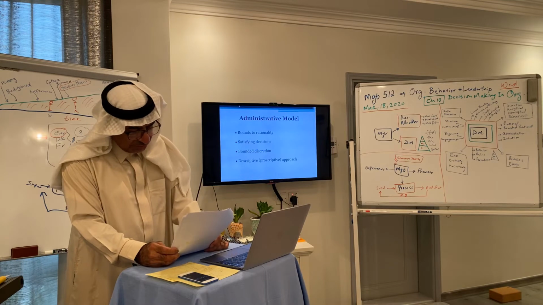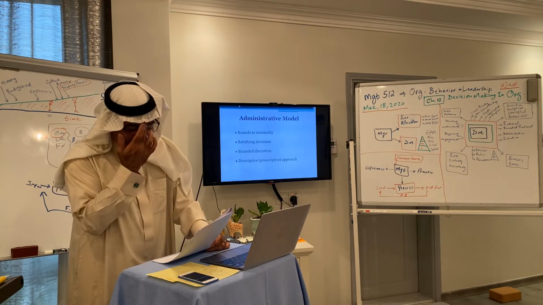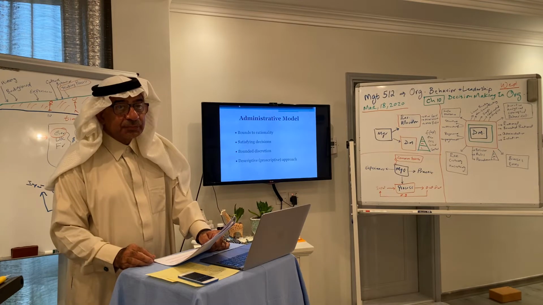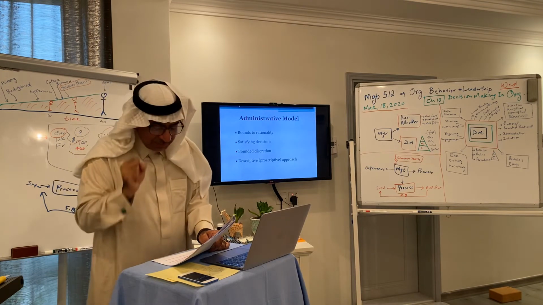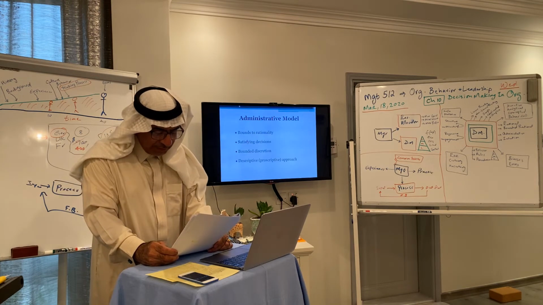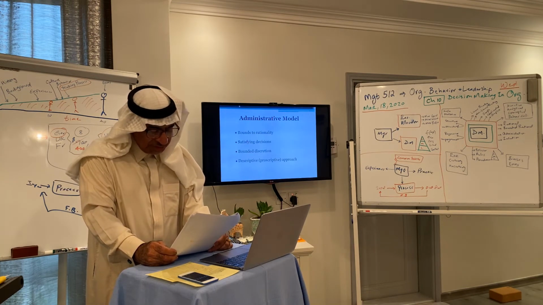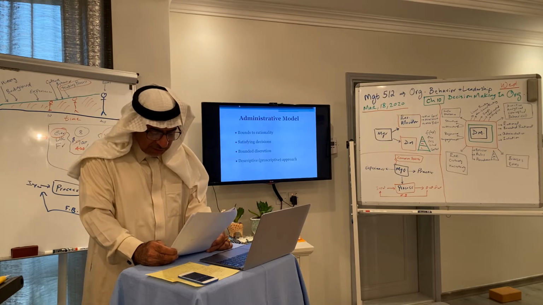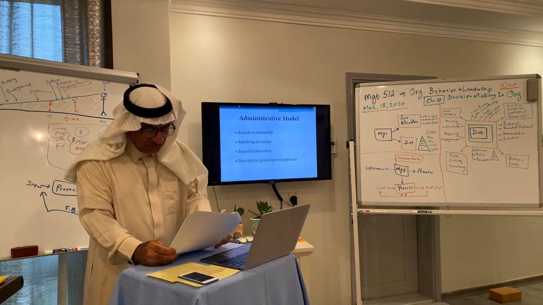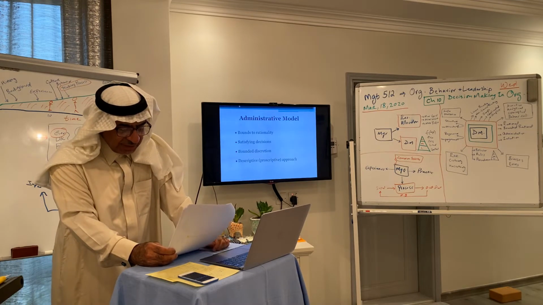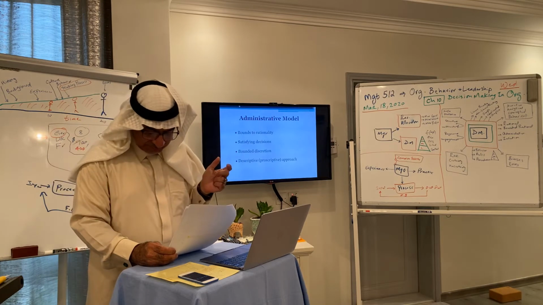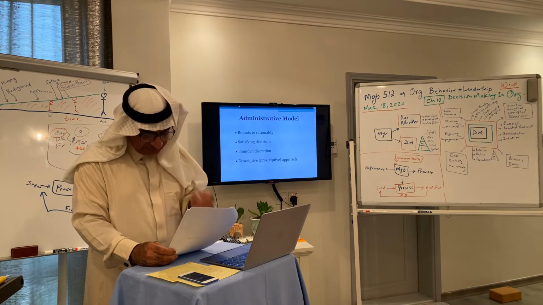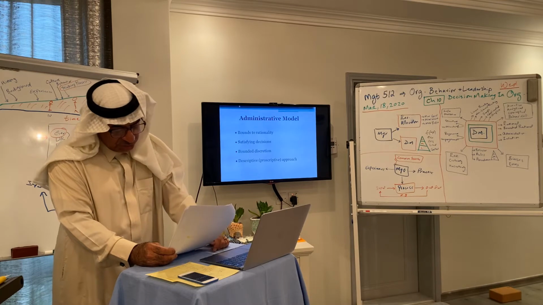Satisfying decision, okay, this is a decision made by selecting the first minimally acceptable alternative. I accept the first acceptable minimal alternative as it becomes available. Bounded rationality, this is where the administrative model assumes that organizational, social and human limitations lead to the making of satisfying rather than optimal decisions.